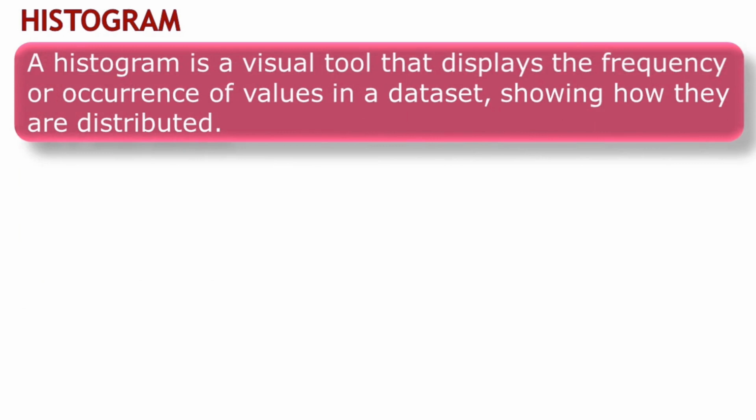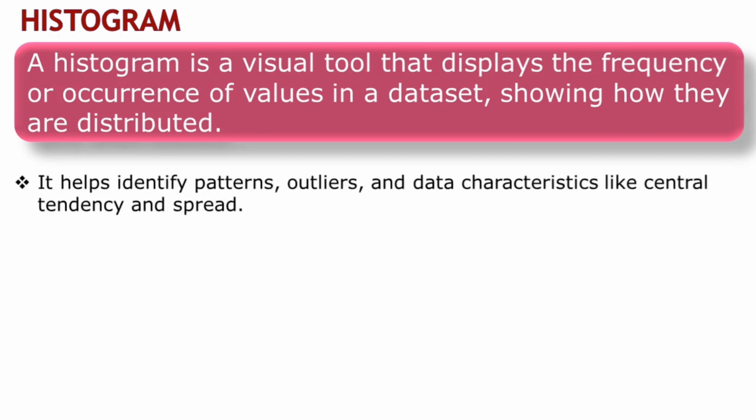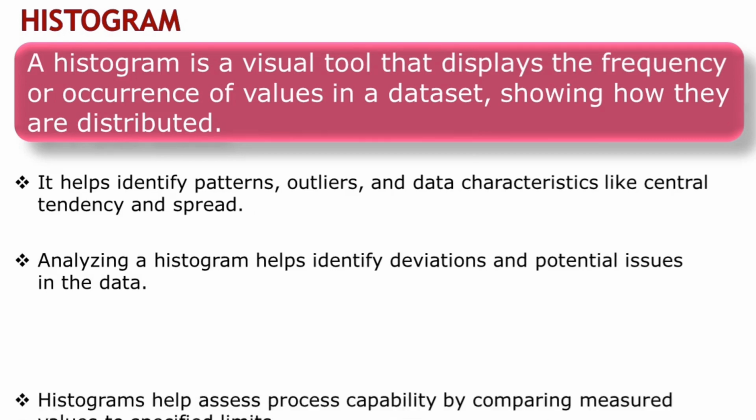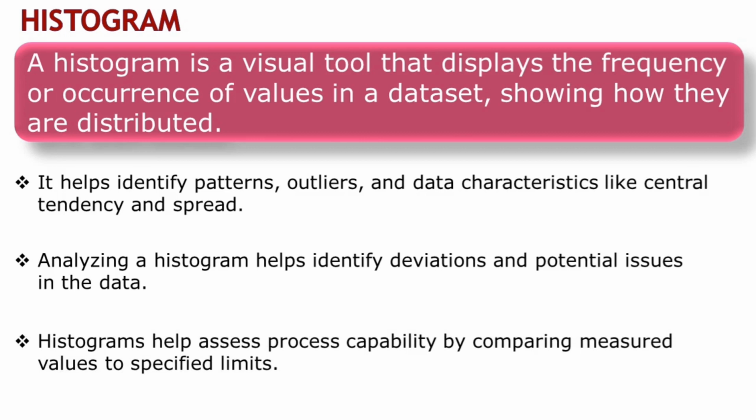A histogram is a visual tool that displays the frequency or occurrence of values in a data set, showing how they are distributed. Let's explore the 3 key points about histograms. It helps identify patterns, outliers, and data characteristics like central tendency and spread. Analyzing a histogram helps identify deviations and potential issues in the data. Histograms help assess process capability by comparing measured values to specified limits, and that's the essence of histogram, a powerful visual tool for understanding data distribution and assessing process performance.